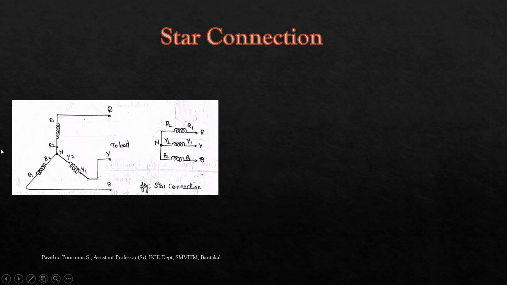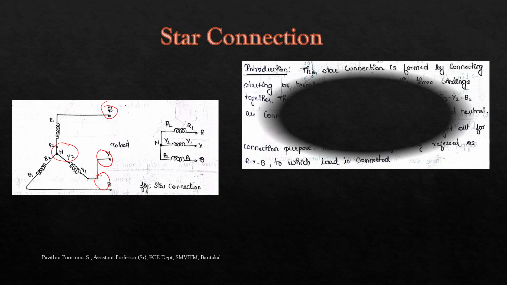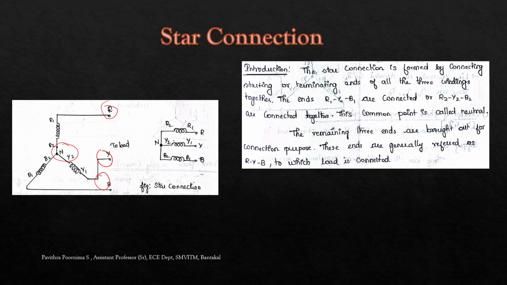So in star connection we have three lines: R, Y and B. In addition to this, there is a neutral. In this star connection, there is no derivation mentioned in the syllabus. We only have to discuss the relationship between the line and phase voltages and currents. Here in star connection, three lines are there: R, Y, B, and one neutral, which is a central point. How are the three phases connected? The same ends are connected to the neutral.